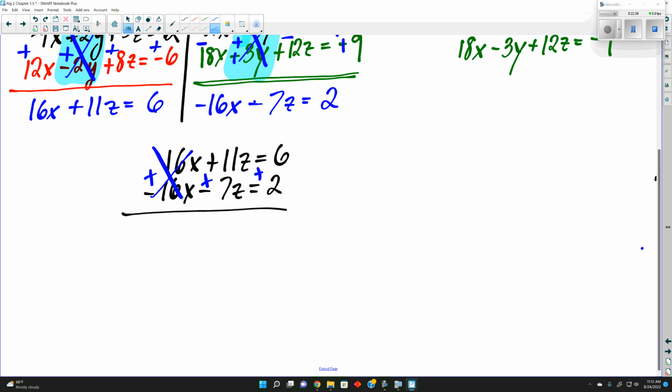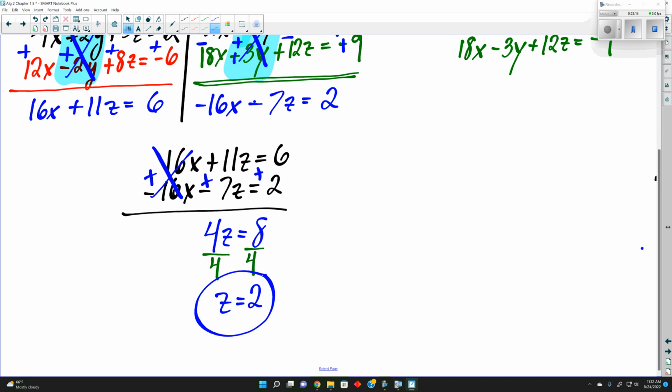11 plus negative 7, or 11 minus 7 is 4, so 4z is equal to 8. So we've taken it from 3 equations with 3 variables to 2 equations with 2 variables. Now we have 1 equation with 1 variable to solve. Because we would divide both sides by 4, telling us z is equal to 2.